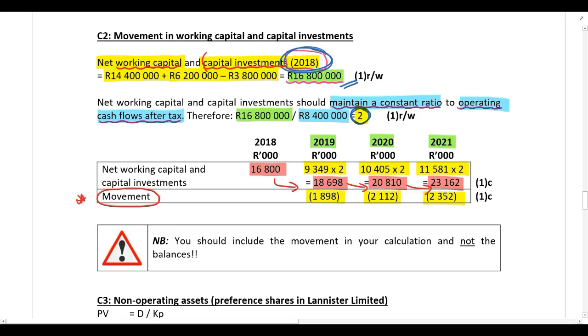If the balance is increasing, there's a cash outflow. If the balance is decreasing, it's a cash inflow.